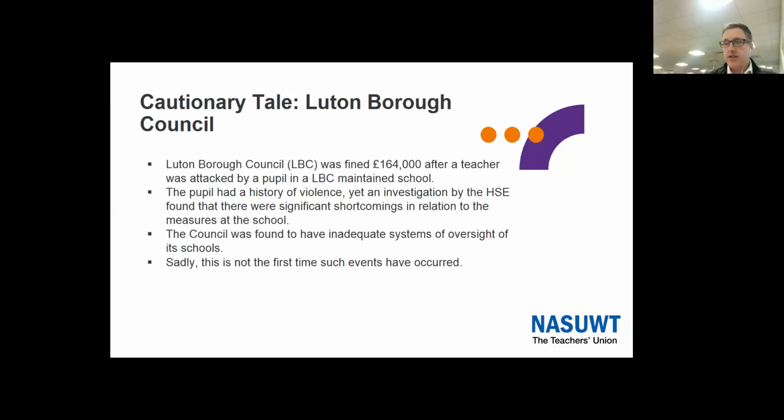And as a final comment, sadly, this isn't the first time that such events have occurred. And in many cases, these situations are avoidable and shouldn't have led to the outcome that they did. They shouldn't have led to teachers and other people being injured. And it's just because the risk assessment process either wasn't followed, wasn't put in place, or the control measures in the risk assessment weren't put in place, or it simply wasn't shared with the staff that it should have been.